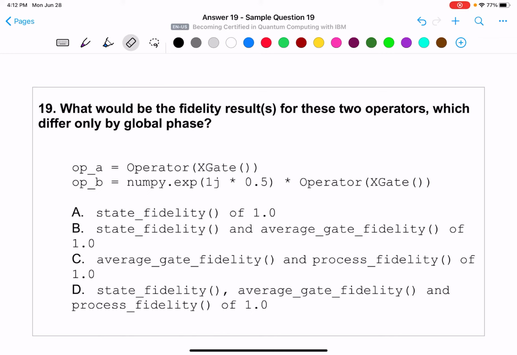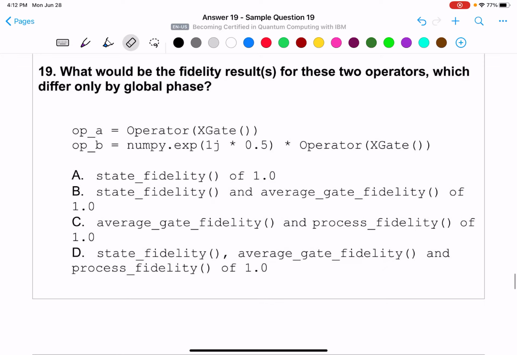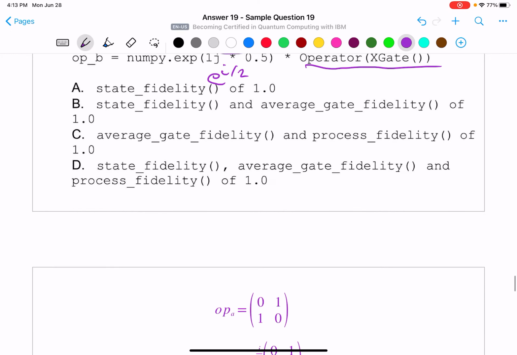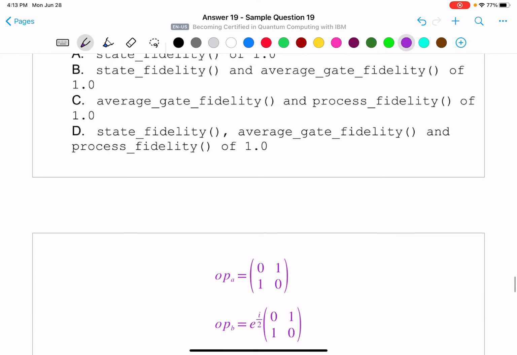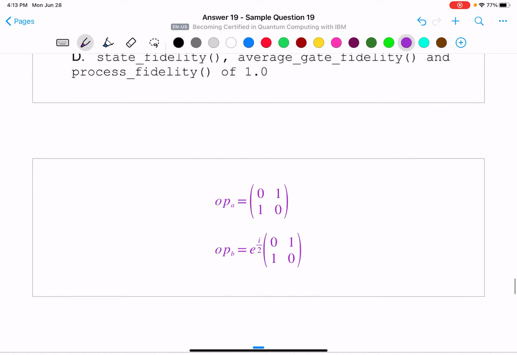Alright, let's answer question 19 by hand. What would be the fidelity results for these two operators which differ only by global phase? So we have an operator made up of the x gate and another operator of the same x gate with e to the i over 2 as a global phase factor. So what are the state fidelity, average gate fidelity, and process fidelity results?